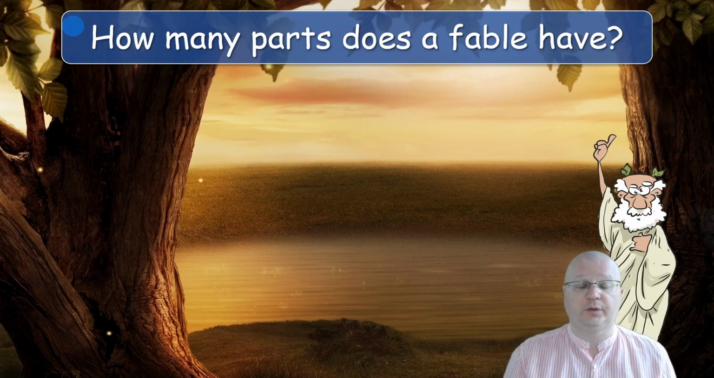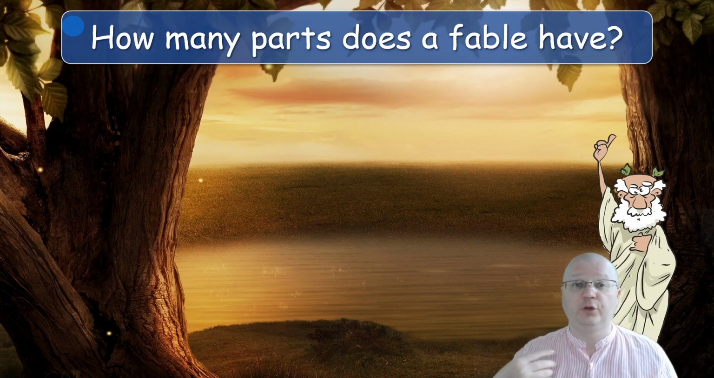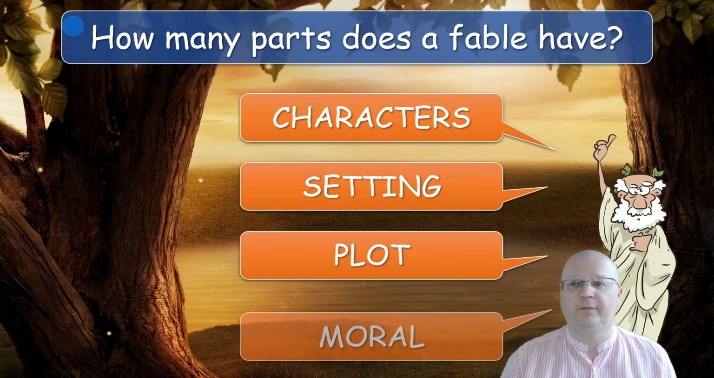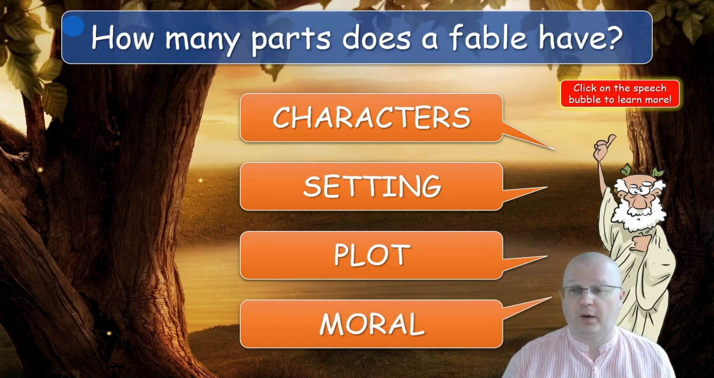This lesson focuses on the elements of a fable, so you're going to ask your students, how many parts does a fable have? First, do not show them the answer, but try to elicit the responses from them. So they can just give you a number, 2, 3, 4, 5 parts, 7 parts, whatever. And then you're going to click next, and they're going to see that the fable has 4 parts.